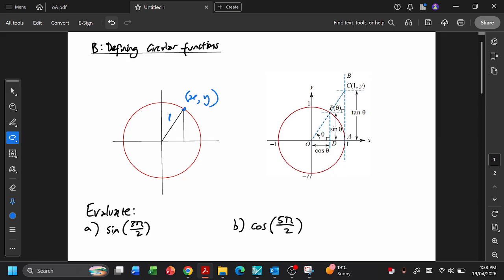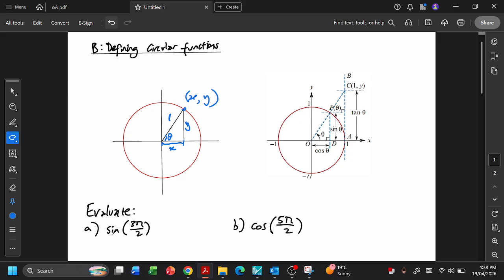We can also see that we've constructed this little right-angled triangle here, and this distance here is going to be x, the x coordinate of this point, and this distance here is going to be y, the y coordinate of this point. So those two values correspond to the two sides of this triangle. If we know that this angle here is some angle theta, we can use this to figure out what the coordinates of this point are.